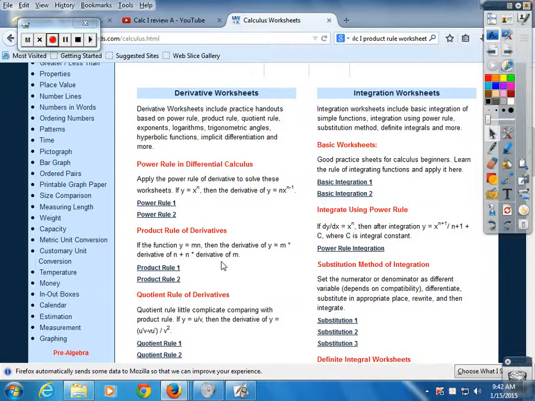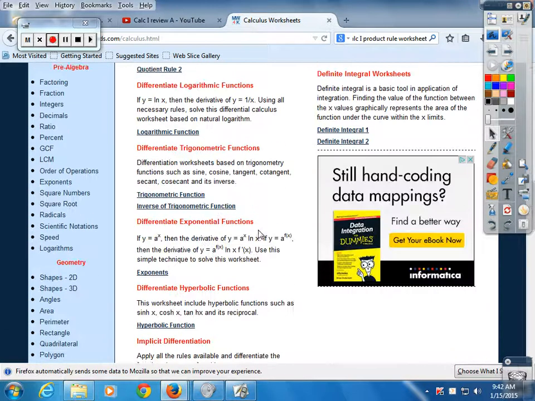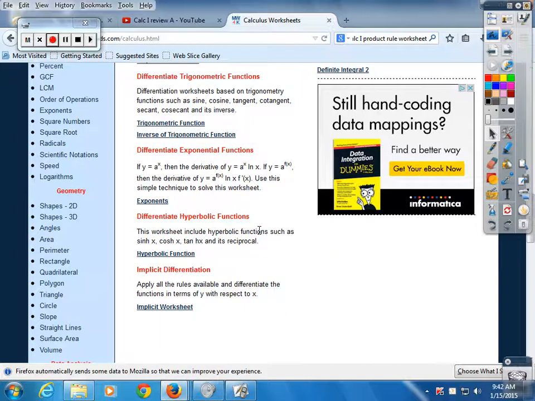Let's see. Power rule, we already talked about that. Well, that's integration. I think we've covered just about everything. Hyperbolic, we're not going to do hyperbolic because that's 5.6 and 5.7. We'll do that after we review.